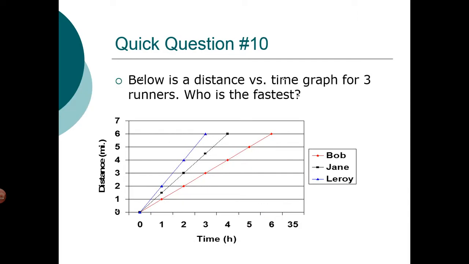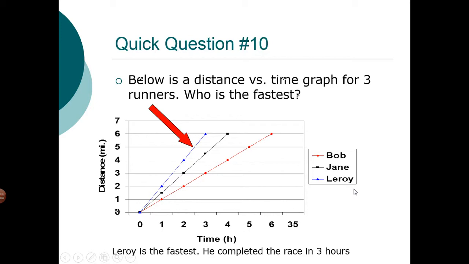On your assignment, take a look at question number 10. Below is a distance-time graph for 3 runners. Who is the fastest? Notice that Bob is the red line, Jane is the black line, and Leroy is the blue line. If you said that Leroy is the fastest, you're correct.